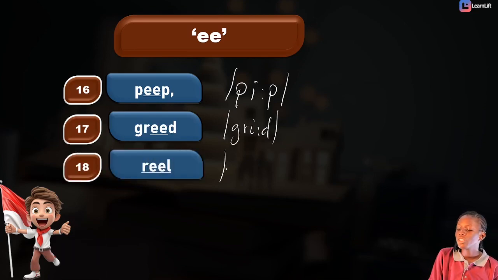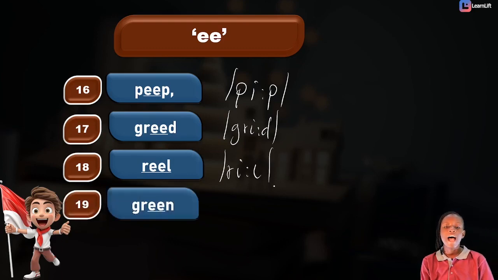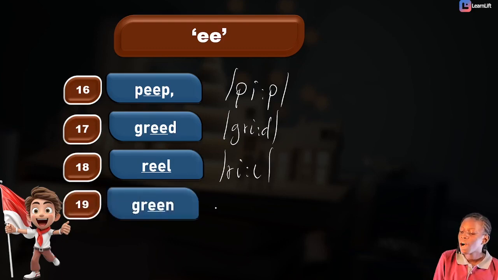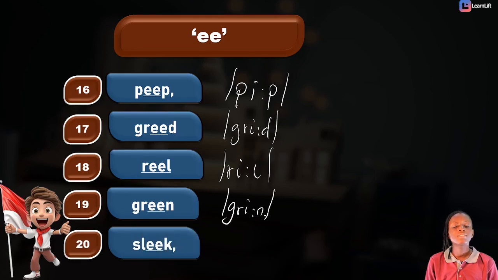My real is transcribed as these. Next up, I have green. My green is transcribed as these. Next, I have sleek. My sleek, as it is pronounced.